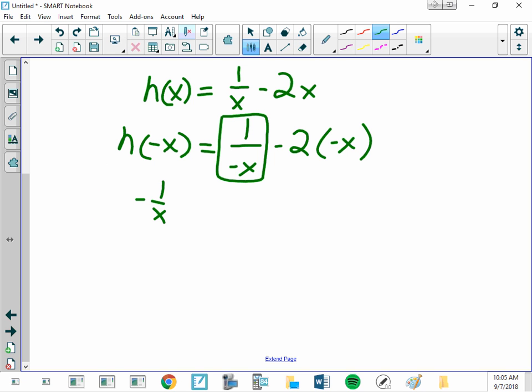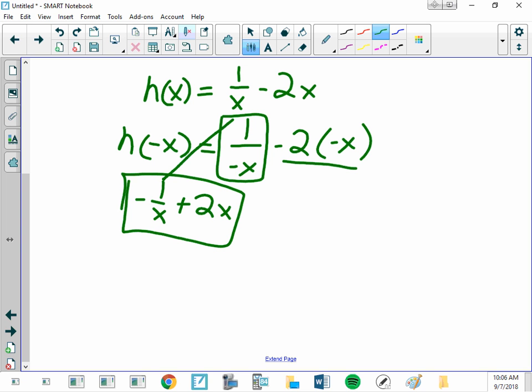Okay, so negative 1 over x, and this one turns into plus 2x. And how does this compare to that? It's the exact opposite, which means it's odd. Yep, and that's how you work these. You plug in negative x, and then you see, do you get the original equation, or do you get the opposite of the original equation, or none of the above?